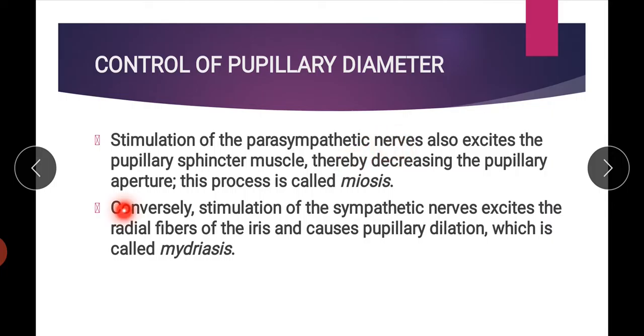which is known as miosis. Conversely, stimulation of the sympathetic nerve excites the radial fibers of the iris and causes pupillary dilation, which is called mydriasis. So opposite to the parasympathetic, sympathetic stimulation stimulates the radial fibers, and when the radial fibers contract, it causes dilation of the pupil, which is known as mydriasis. So parasympathetic stimulation causes constriction of the pupil, or miosis, and sympathetic stimulation causes dilation of the pupil, or mydriasis.